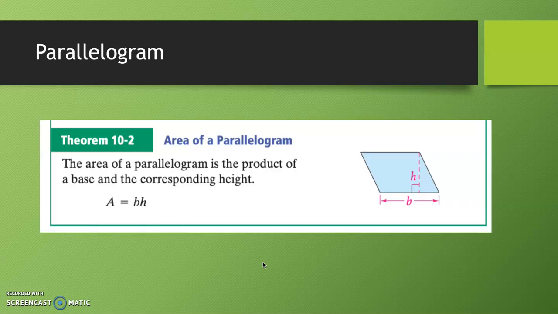Parallelogram. The area of a parallelogram is the product of the base and the corresponding height. The area is still base times height, but we must be careful when finding the height. Remember that it must form a 90-degree angle with the base. It is not these slanted lines. It must form a 90-degree angle.